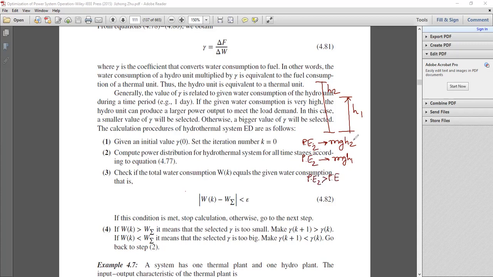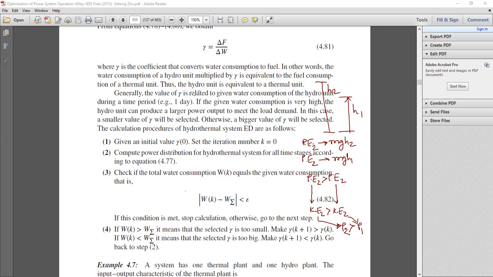So that means if you have higher head available, you have more potential energy that could be converted into kinetic energy. If the conversion factor from potential energy to kinetic energy is constant, considering the losses, you will have more kinetic energy available that would ultimately produce more output power. So if this is P2 and this is P1, that is real power, P2 should be greater than P1. So that is quite natural.